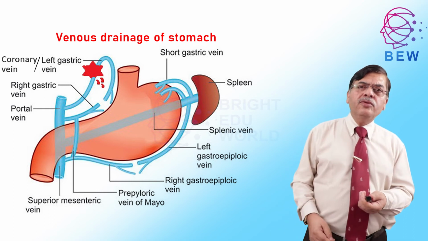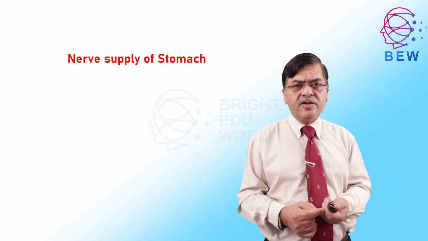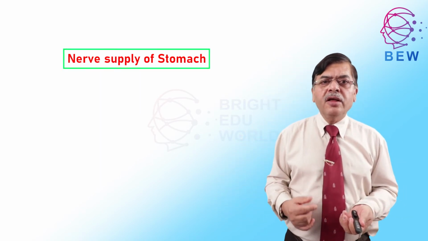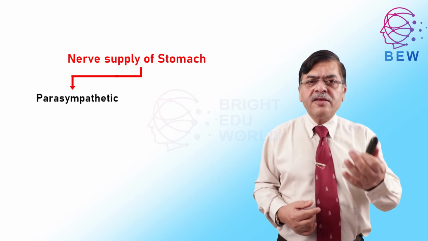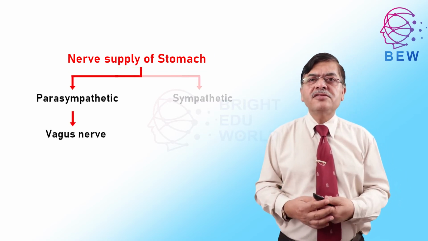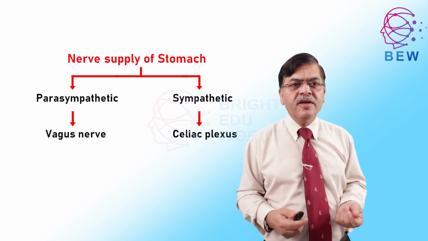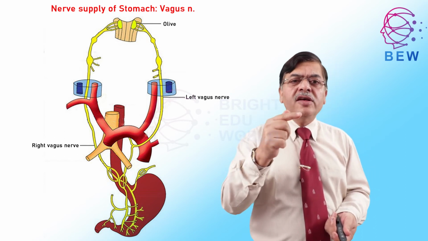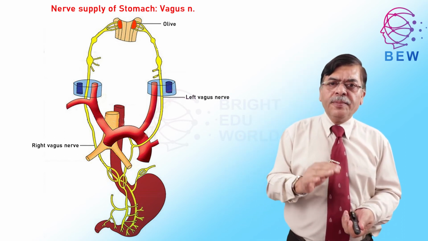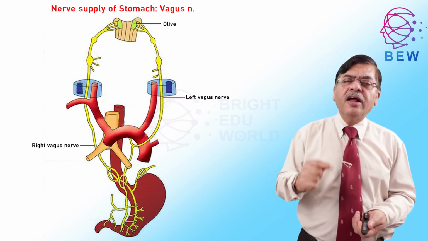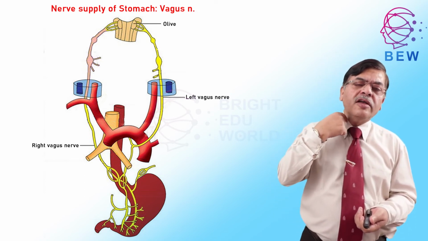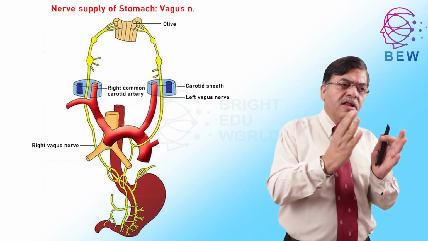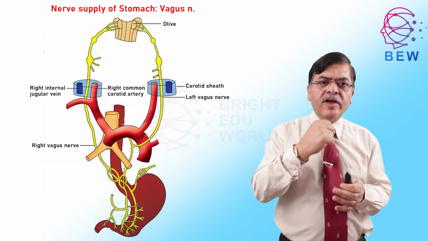Now let us go to the nerve supply or innervation of the stomach. Stomach, like good blood supply, has got good nerve supply also, and gets nerve supply parasympathetic through vagus and sympathetic through the celiac plexus. The vagus, you know, comes from the brain. The vagus nucleus is lying in the fourth ventricle of the brain, in the floor of the fourth ventricle, and then it comes into the neck. Here in the neck it is lying in the carotid sheath, along with the carotid artery and the internal jugular vein.